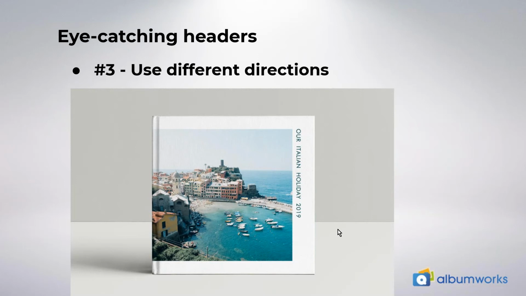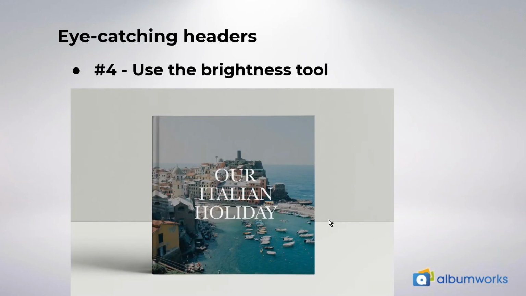And lastly, let's look at using the brightness tool. So in this example, we've used the brightness tool in the editor to make the cover image darker. Then we can place some white colored text in a stylish font over the top to create this modern effect. The text has been centered and the size has been increased. And the end result makes my trip to Italy look a little fancier.